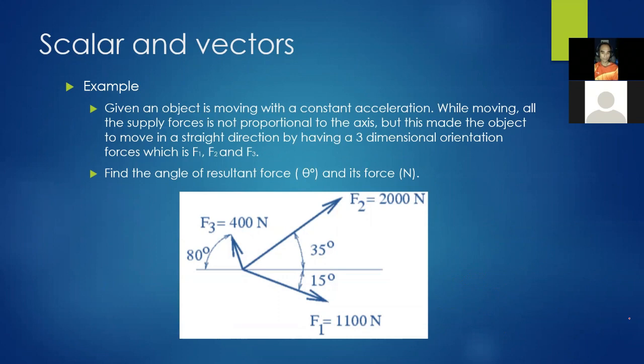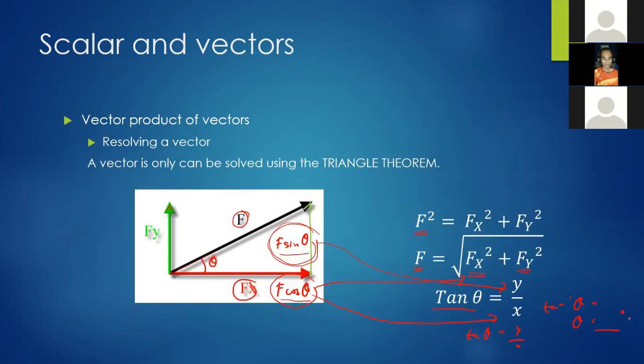Given an object is moving at a constant. Yes, Kugan? Sir, can you repeat one more time? Which one? The F squared equals Fx squared plus Fy squared. Okay, this is the theorem of Pythagoras.